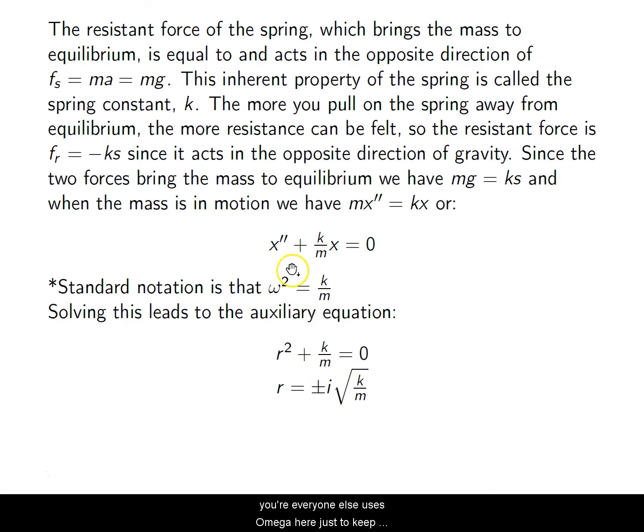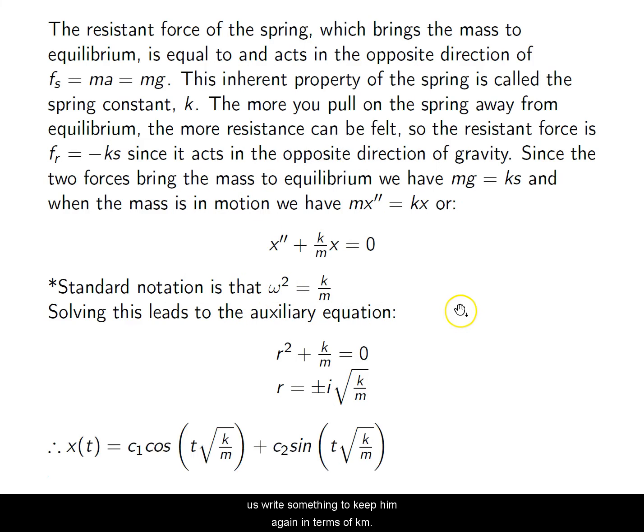So again, everyone else uses omega here just to keep things simple, but I'm going to try to keep them simple, not for the derivation, but for solving for us, right? So I'm going to keep them again in terms of k over m. So since these are imaginary solutions, there's no real part. That means there's no e to the real part in my solution. It was only the imaginary portion of the complex number, so it's only cosine and sine, where the imaginary part is multiplied inside of my trig functions. Okay, so again, this is what my function solutions will look like.